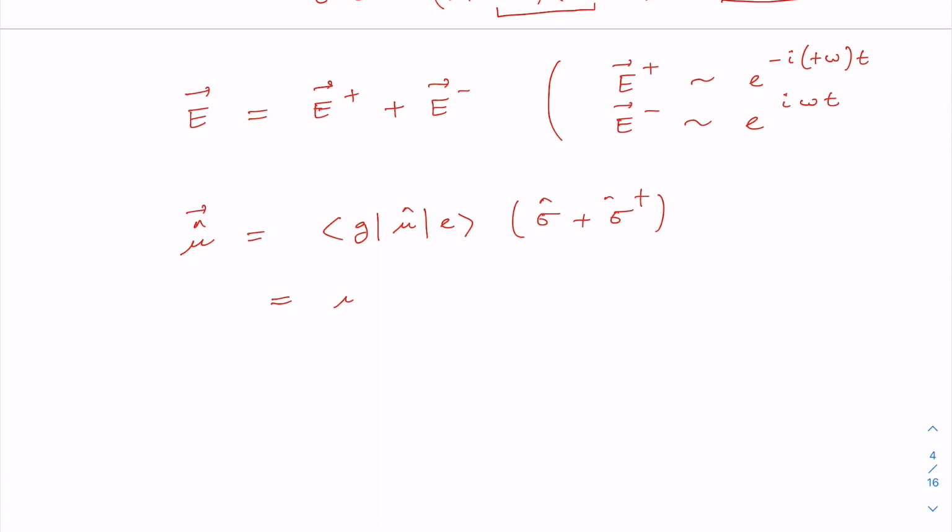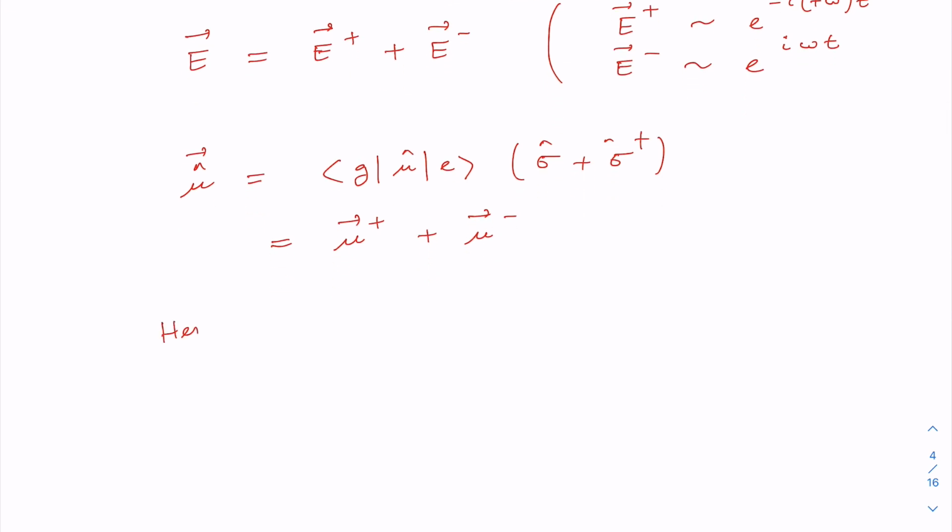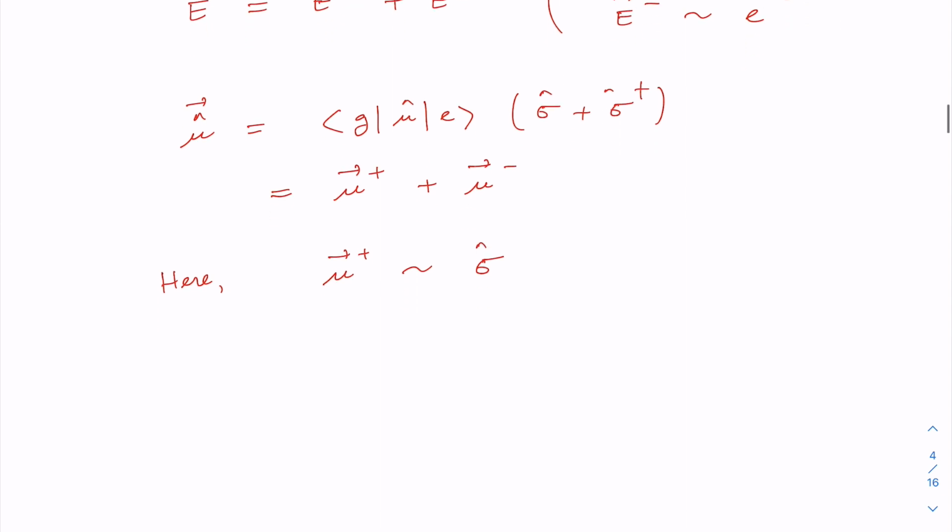Let me write this as mu plus and mu minus. Here, mu plus, the positive frequency part, is related to the sigma operator, the atomic lowering operator. On the other hand, mu minus is associated with the sigma dagger operator. Why is the time dependency here the positive frequency part, and here the negative frequency part?